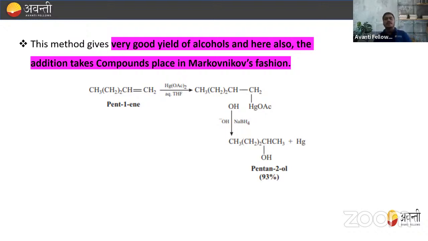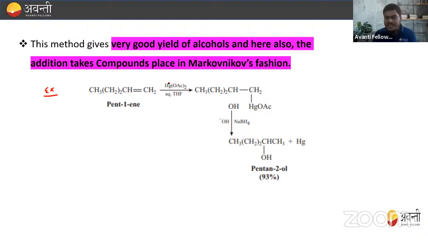Let's see another example so that this becomes very clear to you. Now we have one example, pent-1-ene. According to Markovnikov's rule, the negative part goes to the carbon atom which contains the lesser number of hydrogens on the double bond, and the hydrogen goes to the carbon which contains the more number of hydrogens on the double bond. So the structure of pent-1-ene is like this.